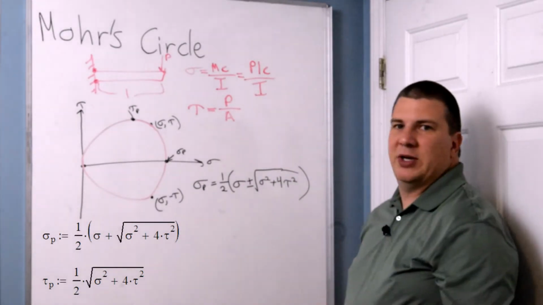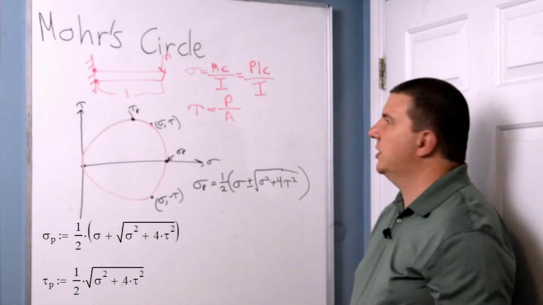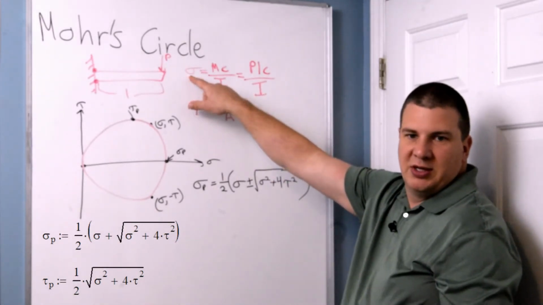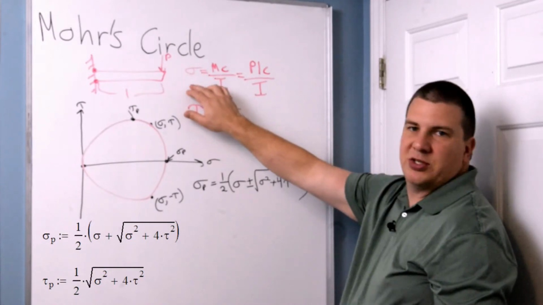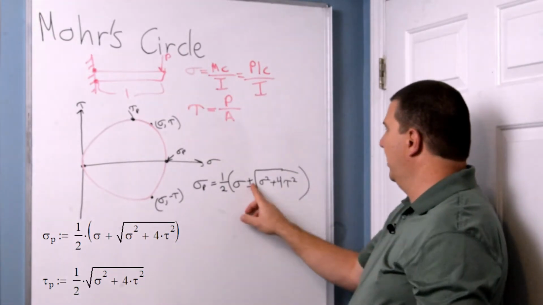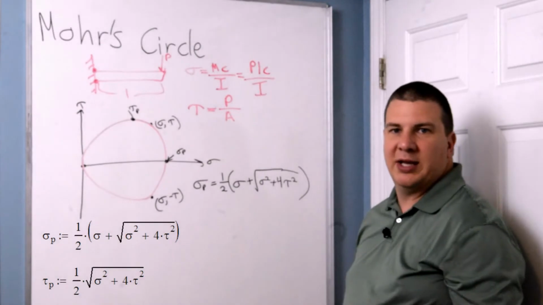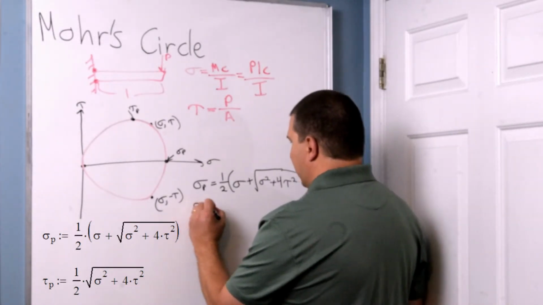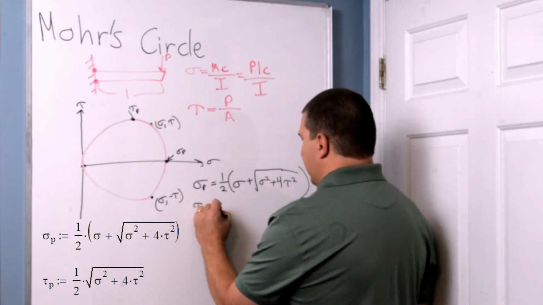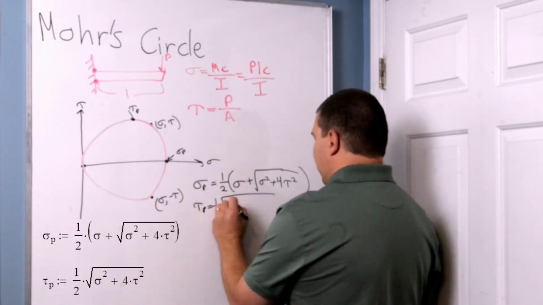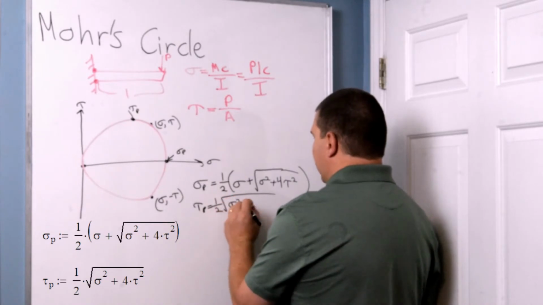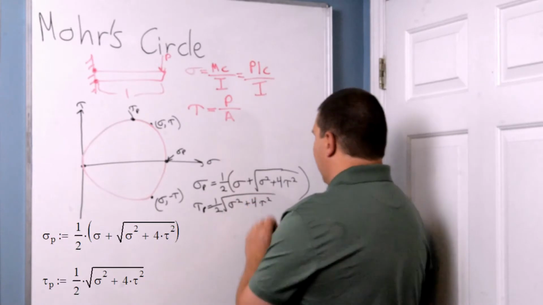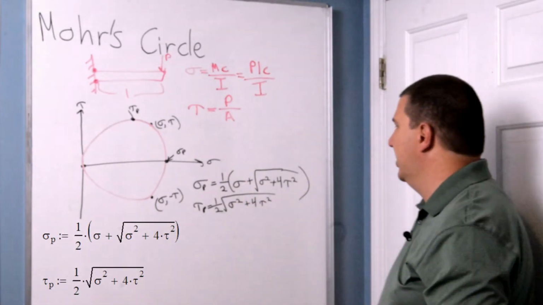Alright, now if we are consistent in using positive values for our normal stress, which we do in this, not worrying about whether or not it's tensile or compressive, we can know that we always need to add, and we can get rid of that. Alright, to find the principal shear stress, it's basically a simplified version of this equation. It's 1/2 times the square root of the normal stress squared plus 4 times the shear stress squared.